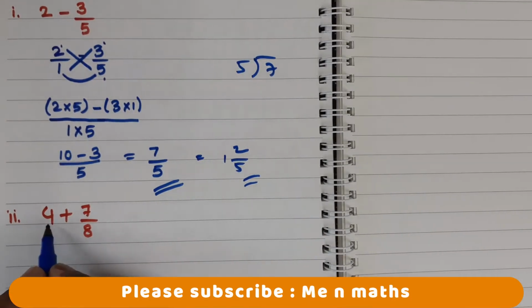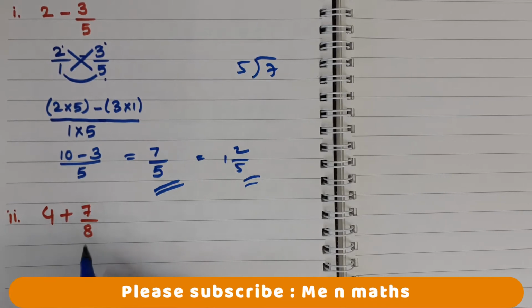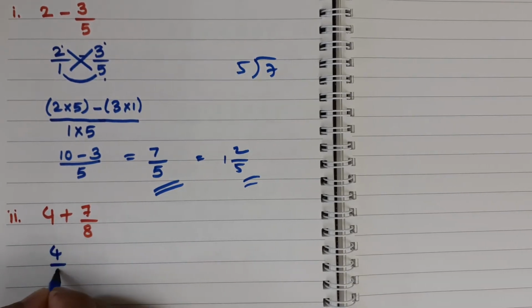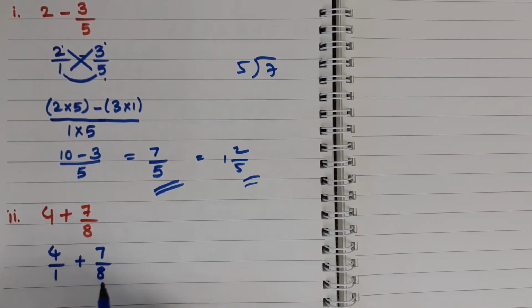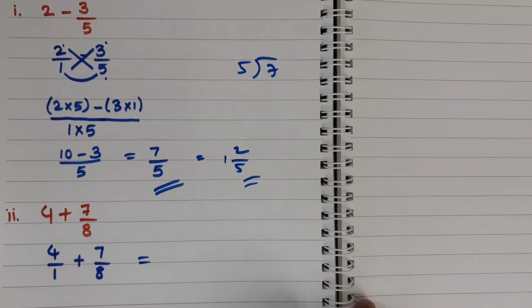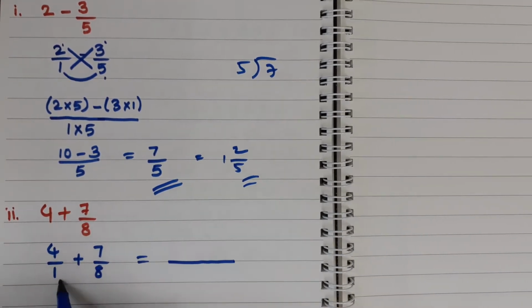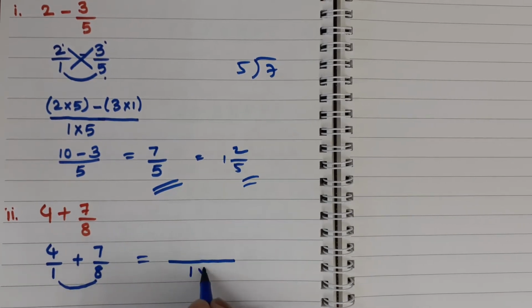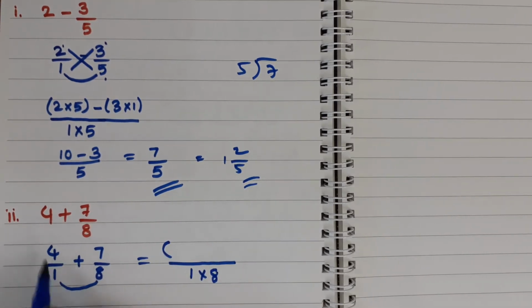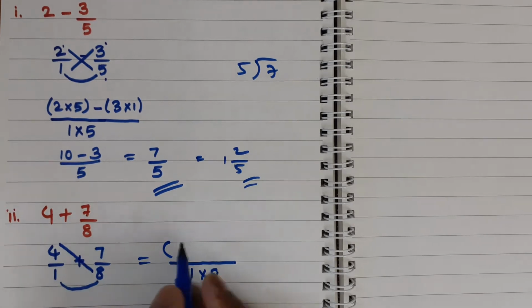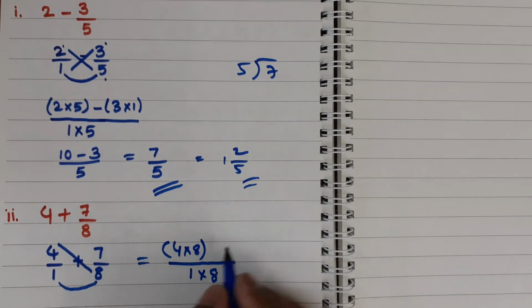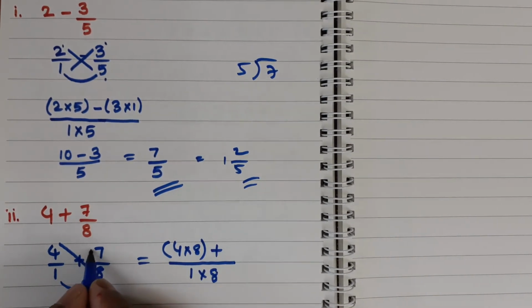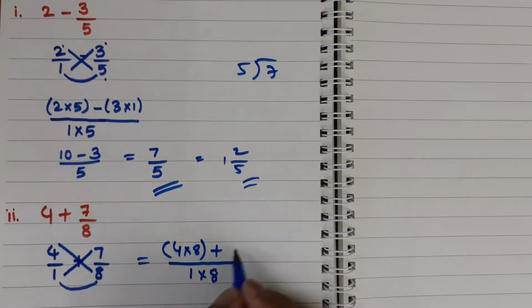Okay guys, let us do the next one, 4 plus 7 upon 8. This one is also the same. First I am changing this 4 into fraction form, just writing 1 in the denominator, then 7 upon 8. The next step is to multiply the denominators, 1 into 8. Then cross multiply the numerator and denominator from the left side. First multiply 4 into 8. Then we have the plus sign in the question, so just write plus. Then cross multiply from the right side, 7 into 1.